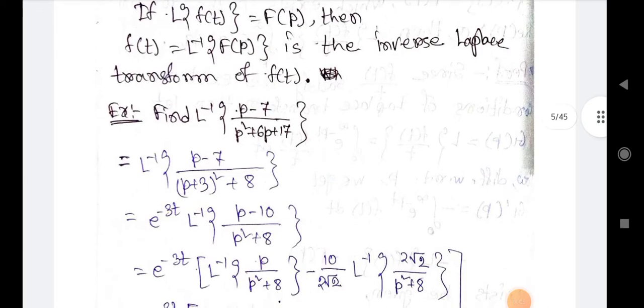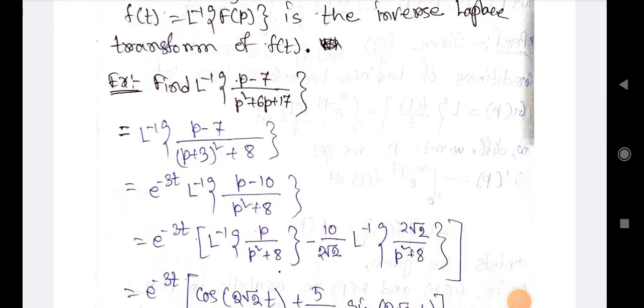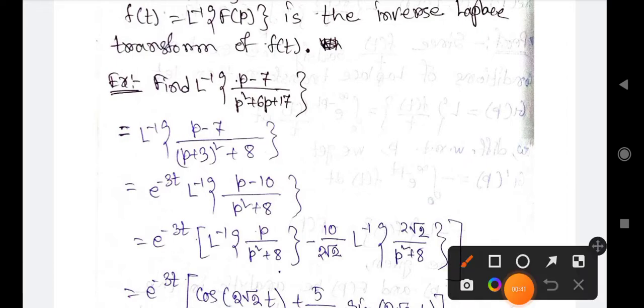Now let's start with an example. Find Laplace inverse of (p minus 7) by (p square plus 6p plus 17), which equals L inverse of (p minus 7) by ((p plus 3) whole square plus 8). We write this in this form for our easy calculation. Equals e to the power minus 3t Laplace inverse of (p minus 10) by (p square plus 8).